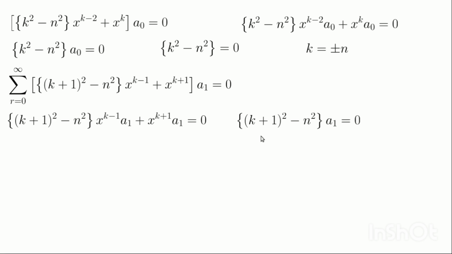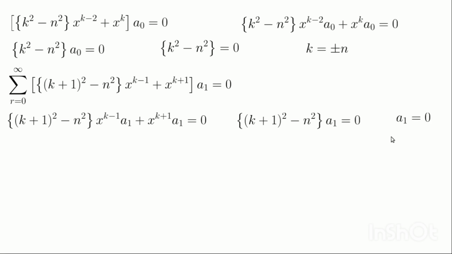Because we have already found our k to be plus or minus n. So if you substitute the plus n here, you notice that we have n plus 1 squared minus n squared. You can see that this part can never be equal to 0. It is either greater than 0 or less than 0, not equal to 0. Why? Because our k here is already n. N plus 1 squared is either greater than n squared or less than, if you substitute the minus n. At this point, we can now conclude that a1 must be equal to 0. And we have a1 equal to 0.